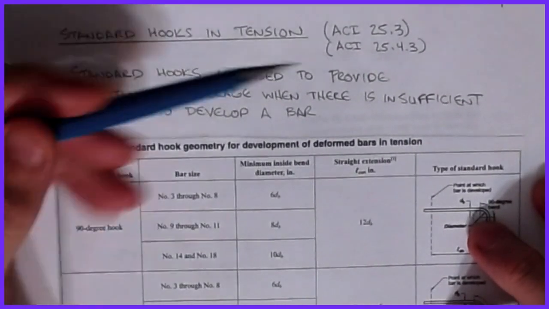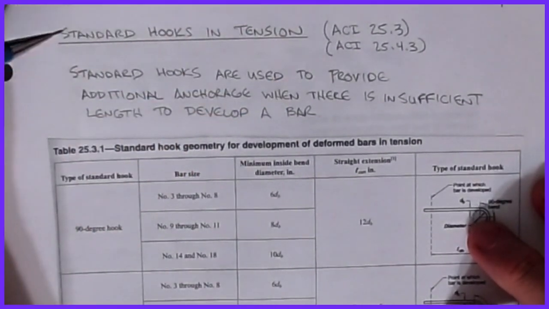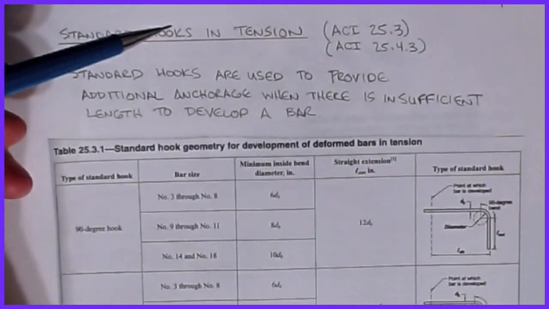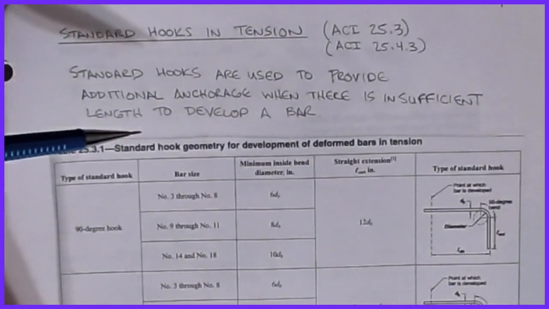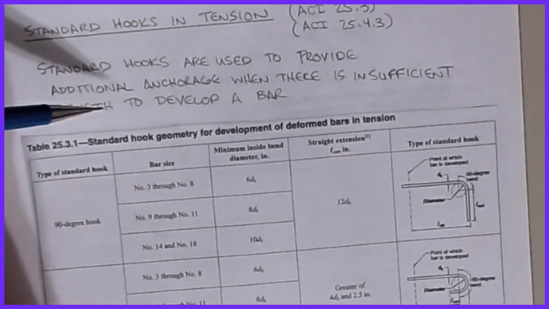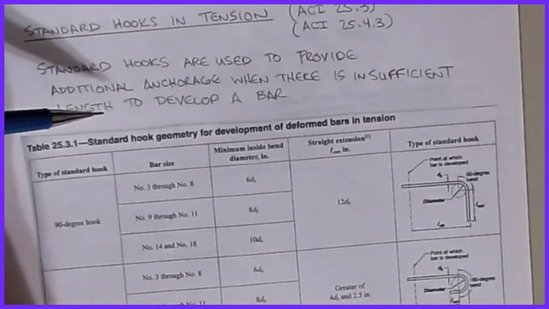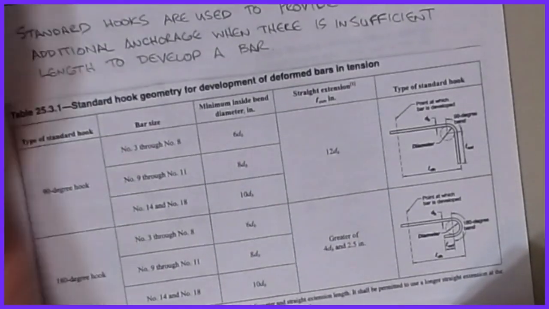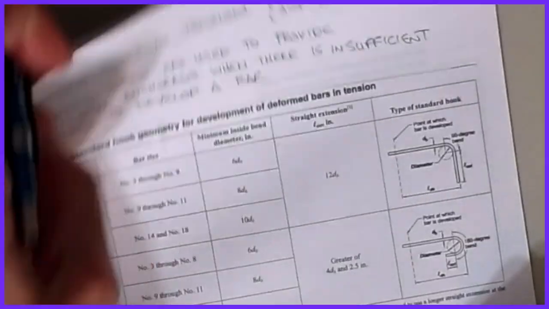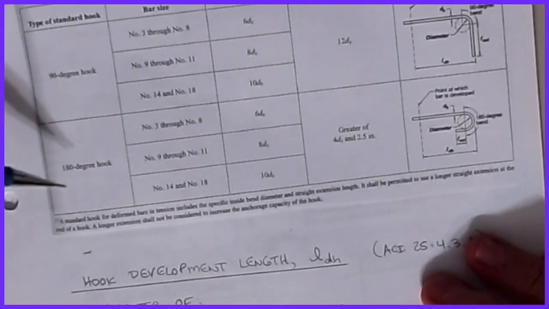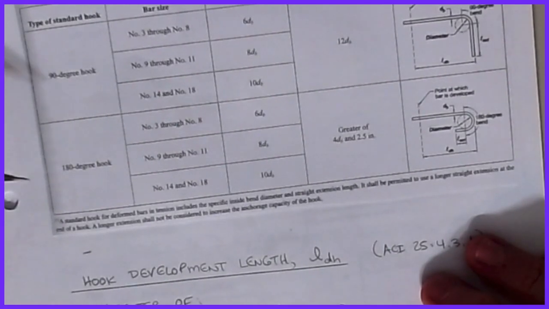All right, the next area then is the one that can really make a difference in your development length calculations. These come out of 25.3 and 25.4, and these are the standard hooks in tension. Again, we cannot use a hook in compression, but there are some detailing provisions that you have to have on here. Standard hooks are used to provide additional anchorage when there is insufficient length to develop a bar. If we look at this, there are two different types of hooks that ACI will document: a minimum of 90 degrees or a minimum of 180 degrees.